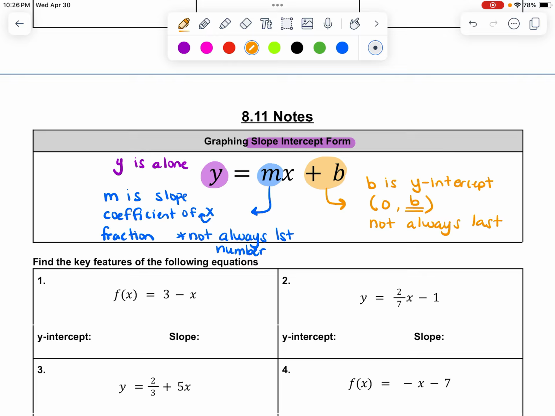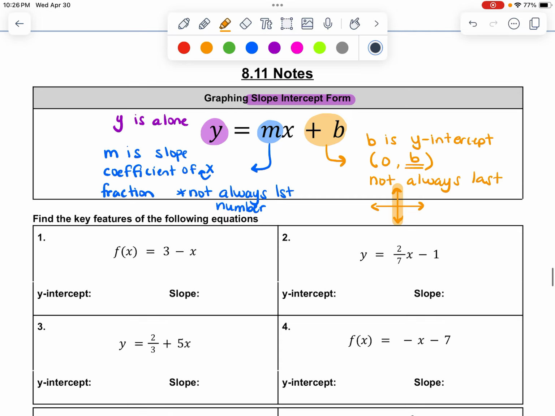And when we graph the b and we put it on our graph paper, because it is the y-intercept, the point that we graph will always be on the y-axis. So let's practice finding the m and the b. Let's actually start with problem number 2, and we'll come back to problem number 1 in a minute.